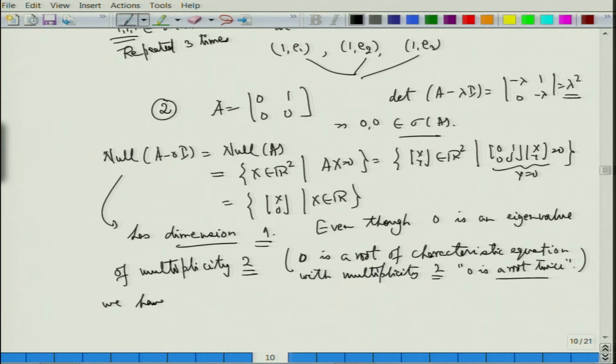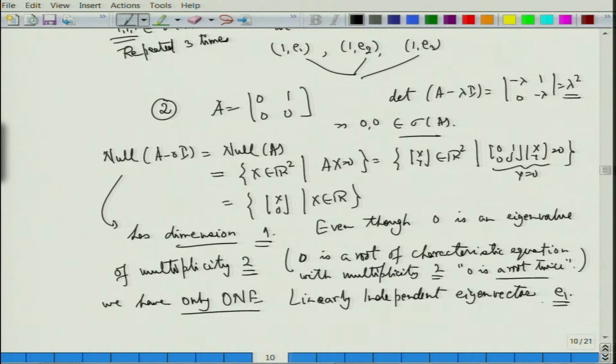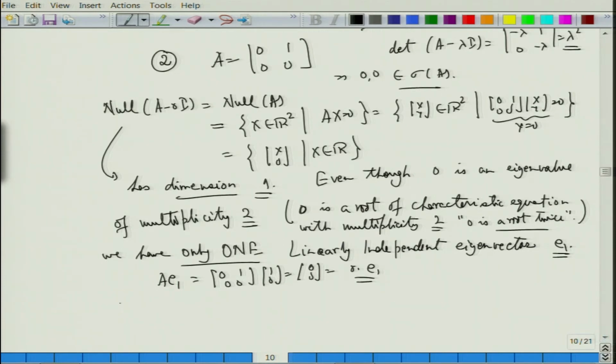We have only one linearly independent eigenvector, and we can take it as E1 itself. So you can see that A times E1 is [0 1; 0 0] times (1, 0), which is (0, 0), which is 0 times E1 itself, alright. So I have got only one eigenvector. So even though I have (0, 0) belonging to sigma A, we have only one eigenpair, 0 comma E1.